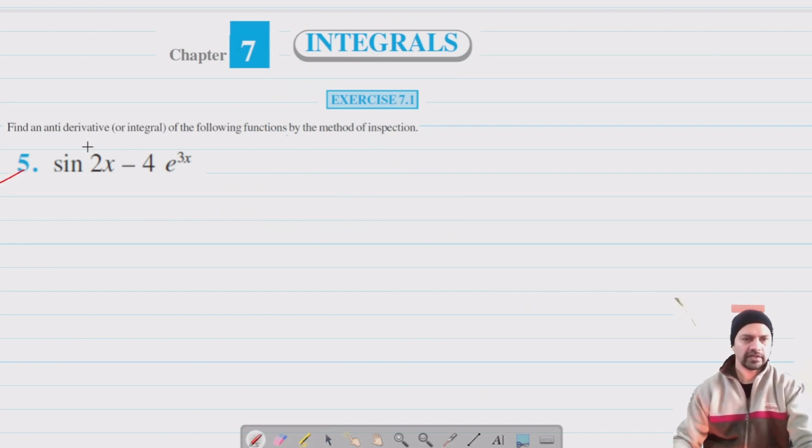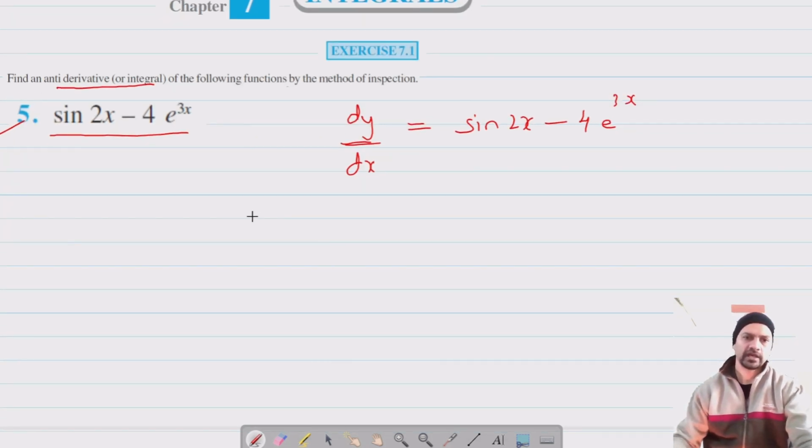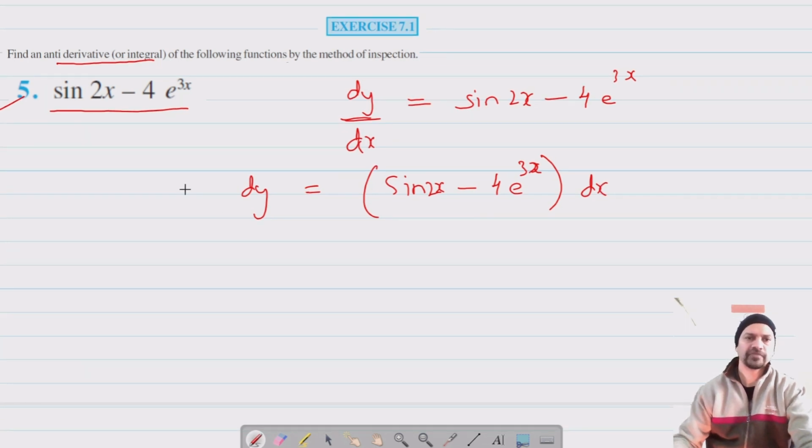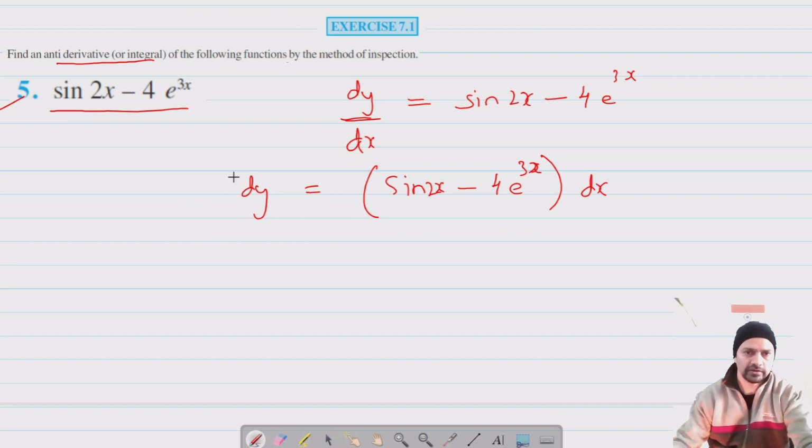Right, for question number 5, we have to find the entire derivative. The derivative is given: dy by dx is equal to sine 2x minus 4 into e raised power 3x. Let's separate the variables. So dy should be equal to sine 2x minus 4 into e raised power 3x, and dx goes to the right hand side. Because we have to find the entire derivative, or the integral, let's reverse the process. Reversing the process means we have to find the integration.